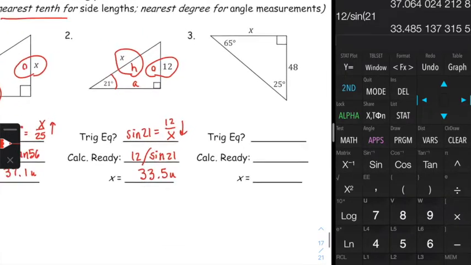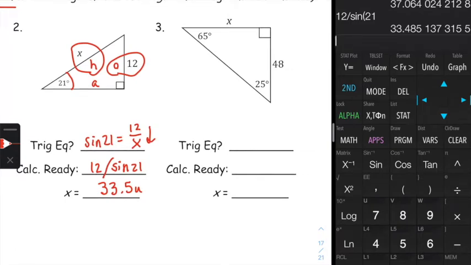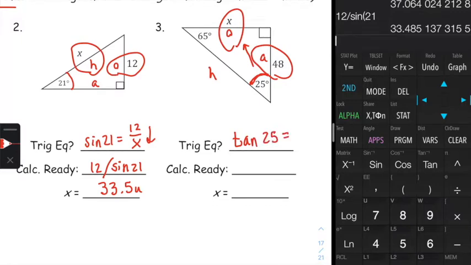Okay, number 3, this one's kind of interesting because you have 2 angles that you can pick from here. You can either pick the 65 degrees or the 25 degrees. I was looking at the 25 first, so I'm going to use that. If we use the 25 degrees, then the opposite side needs to be across right there, and then the A is that 48, and then the hypotenuse is over here. We're solving for x, and then we're using the A. That's going to be the tangent function once again. It's tangent of 25 equals x over 48.